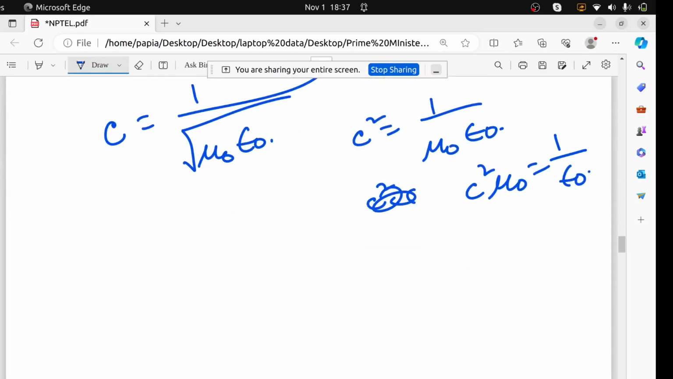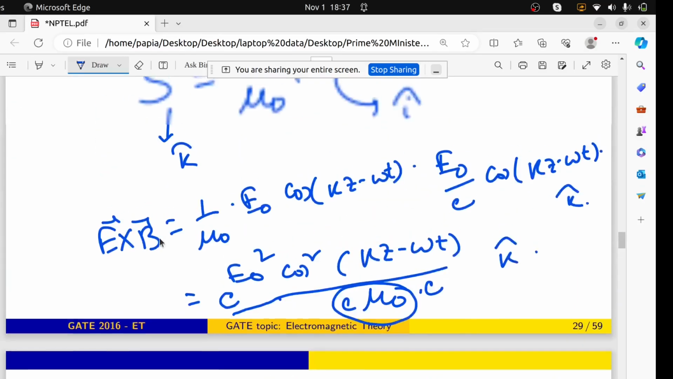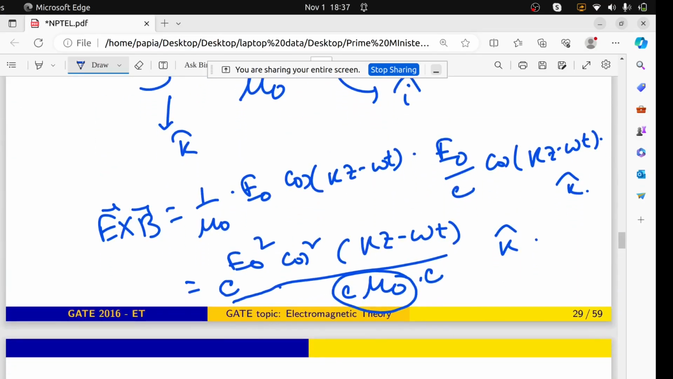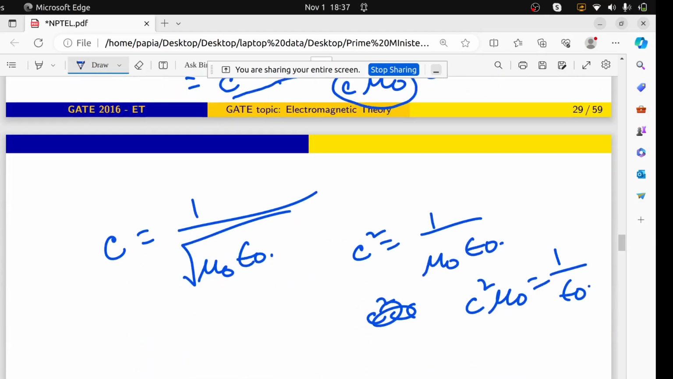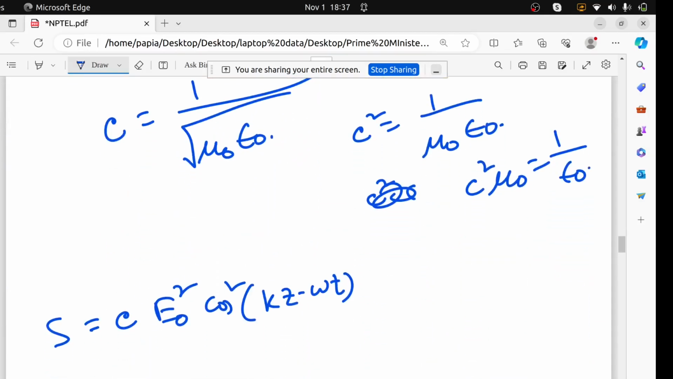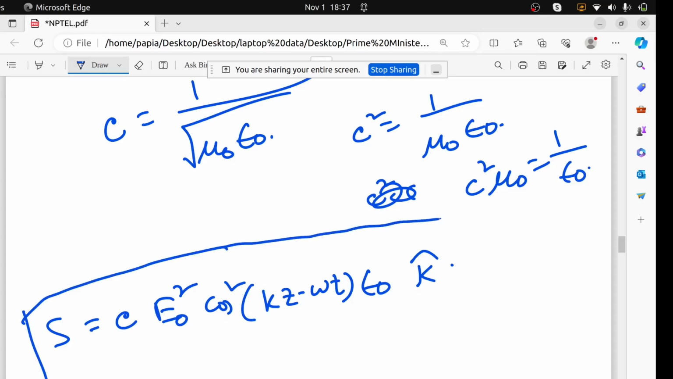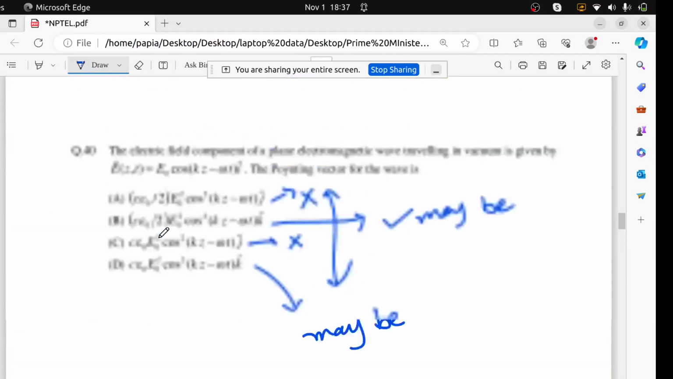Then what will be the answer? The answer will be C E0 square cos square(kz minus omega t). Now you can see here C square mu naught. C square mu naught is what? 1 by epsilon naught. That means I can write here epsilon naught. So the answer will be C epsilon naught E0 square cos square(kz minus omega t) into k cap. Right? Now we have to check which one is the correct one.